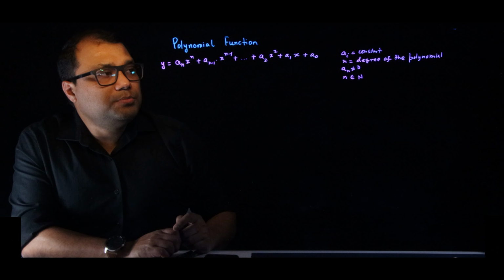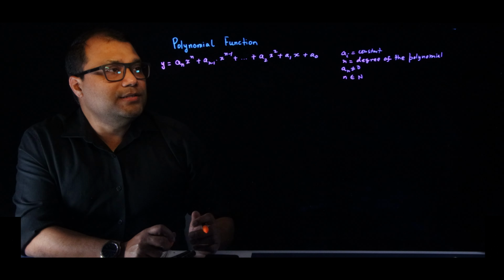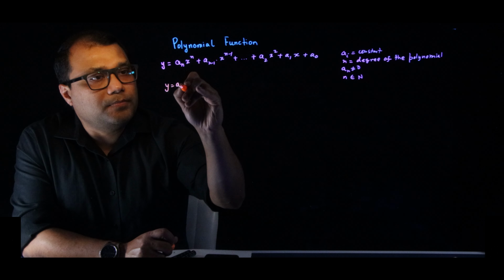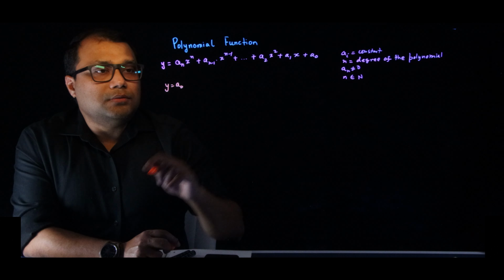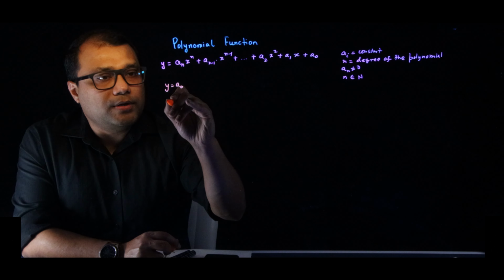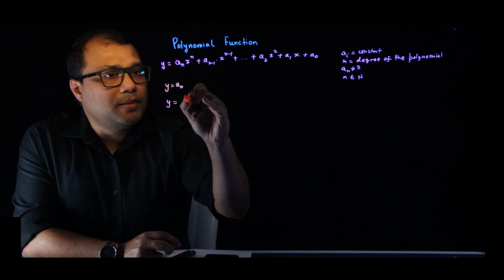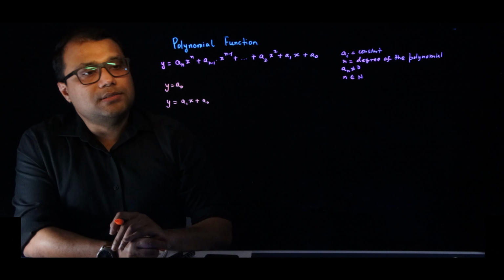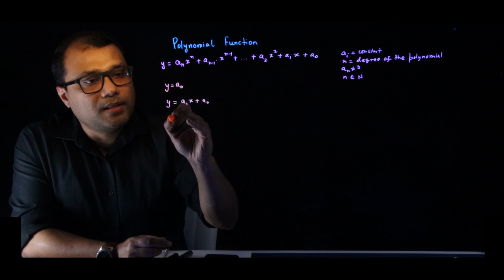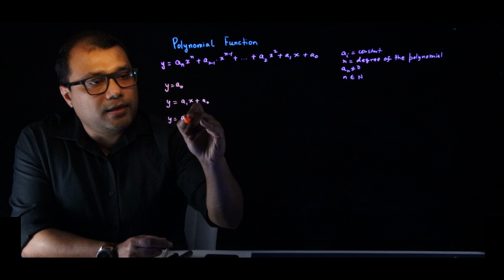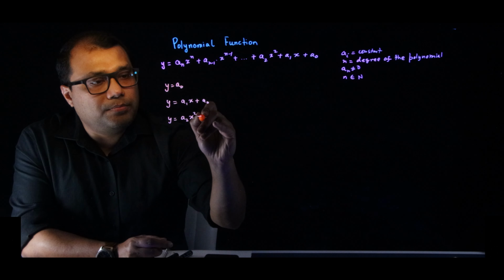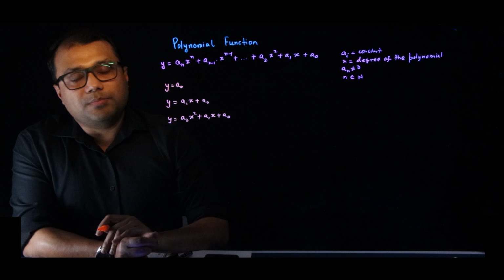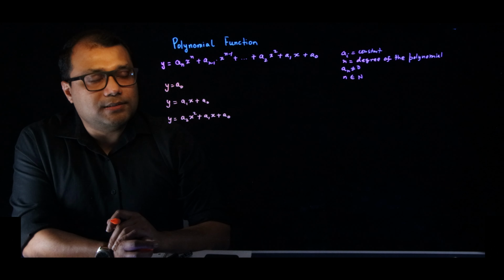So obviously the simplest polynomial function would be of degree 0, where we can say y equals a_0, okay. So this is of degree 0. We can say y equals a_1 x plus a_0. This is a polynomial function of degree 1. y equals a_2 x squared plus a_1 x plus a_0 is a polynomial function of degree 2, and so on, okay.